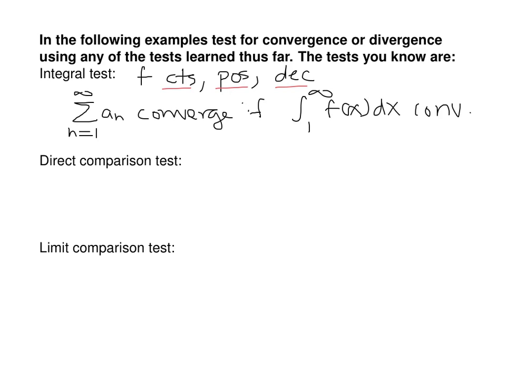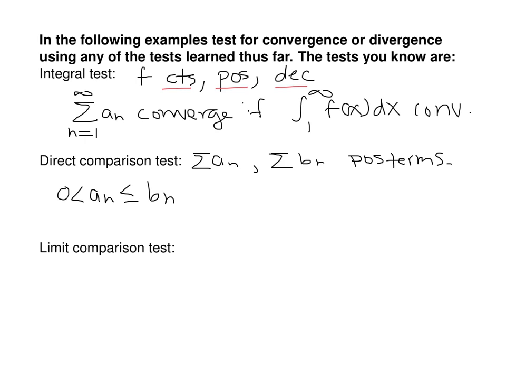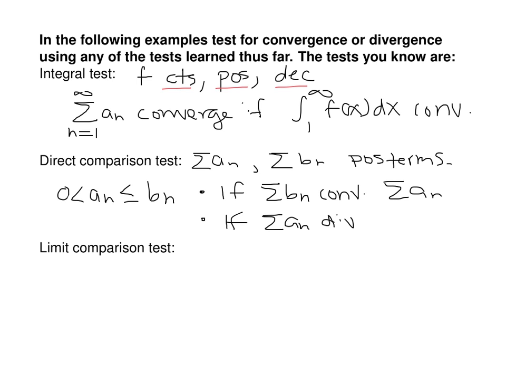Now finally, both the direct comparison test and the limit comparison test suppose that you have series a sub n and b sub n with positive terms. And if we have that 0 is less than a sub n, which is less than or equal to b sub n, you know two things. If the b sub n converges, so does the a sub n, and also if the a sub n diverges, so does the b sub n.